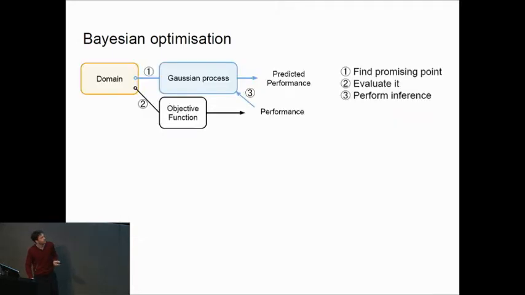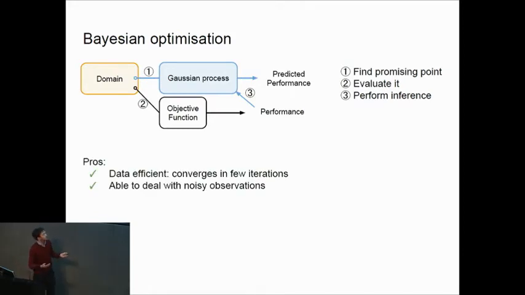Okay, so this is a review of the procedure we just looked at. So we have our domain. This was the single variable x before. The Gaussian process is something which is going to predict the performance, and our objective function, which is going to give us an actual performance. And every iteration, we do 3 steps. First, we find a promising point using the Gaussian process. Second, we evaluate this point. And third, we perform inference on the model using whatever we just measured.